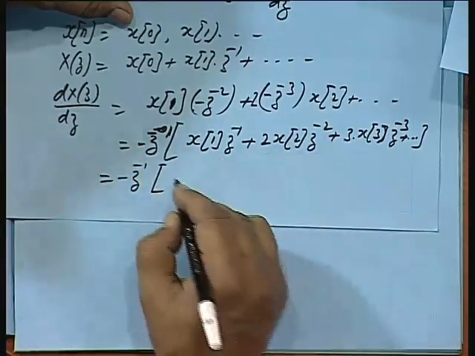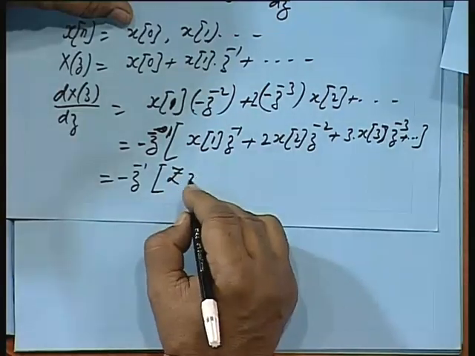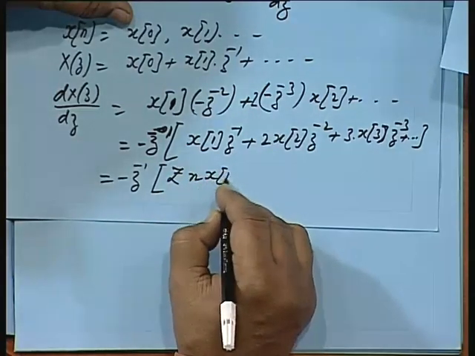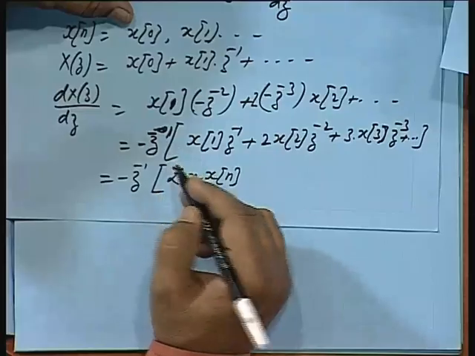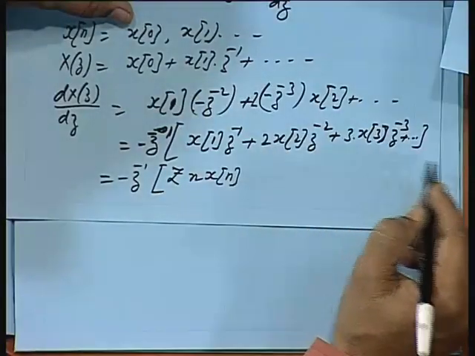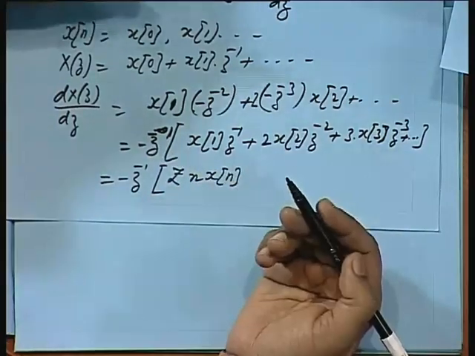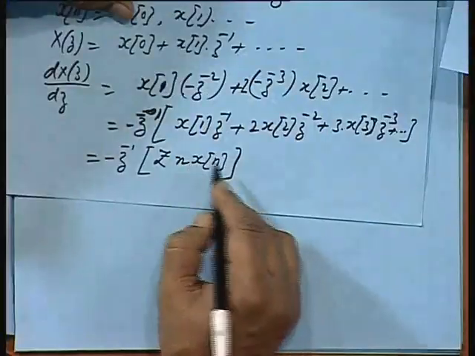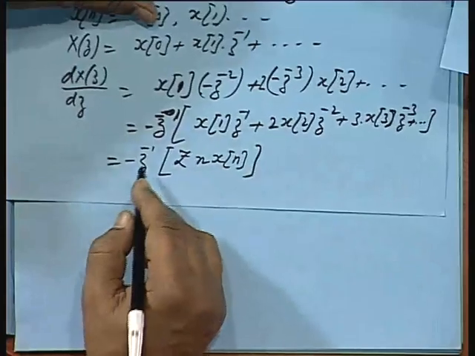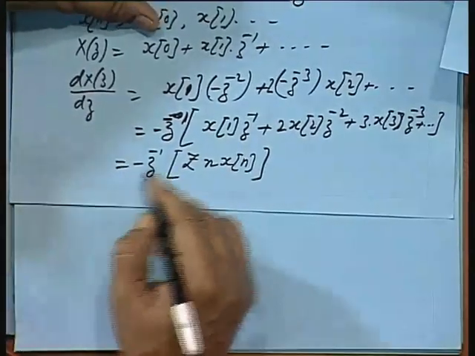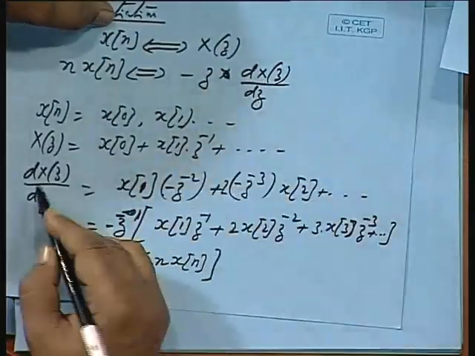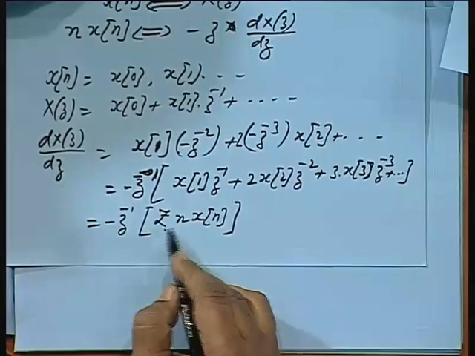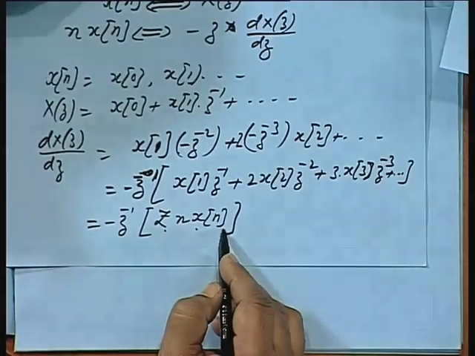This is a z transform of what? N x n, is it not? As if 0 into x 0 plus 1 into x 1, 2 into x 2, 3 into x 3, these are appearing. The 0 term is missing because it is multiplied with 0. So, it is z transform of n times x n, this series. So, if I transfer this to this side, you get the result minus z into dxz by dz is equal to z transform of n x n.